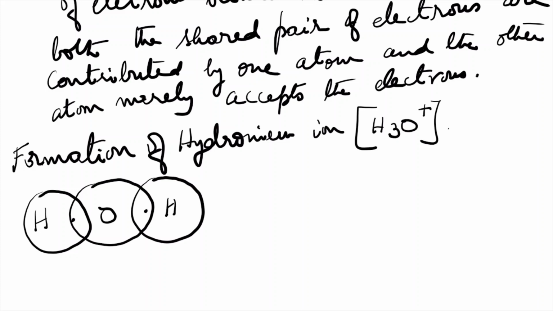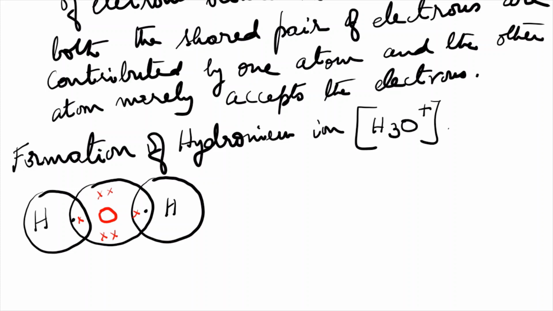Now hydrogen shares one electron and oxygen has 6 electrons in its outermost orbit. So in this way, let me write the O properly. Okay, this is the formation of water molecule.